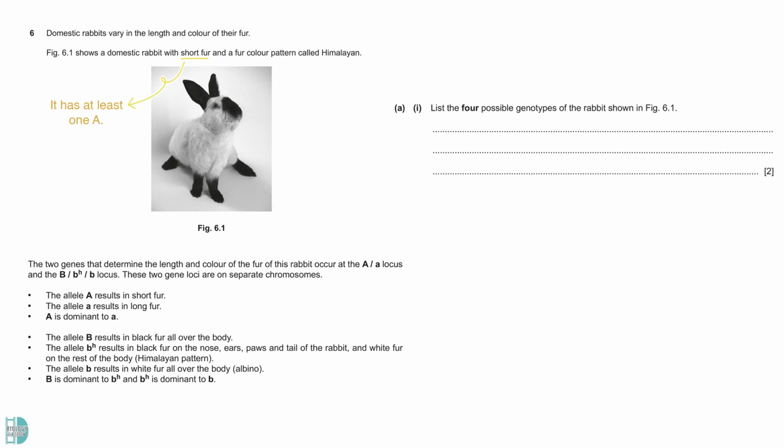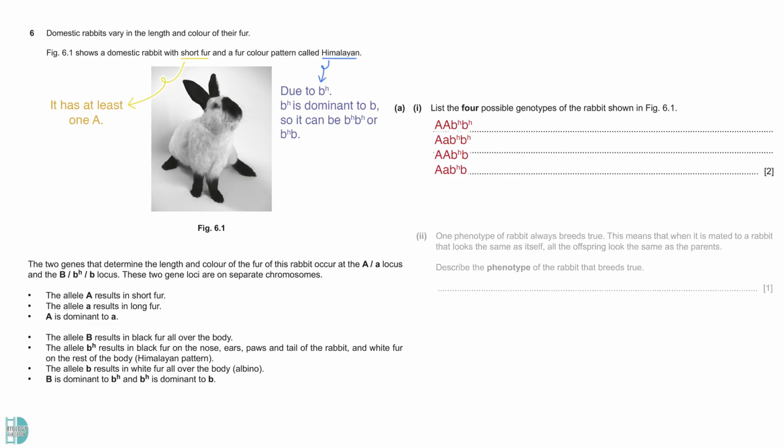Its fur has a Himalayan pattern. This is coded by the BH allele. Since it is dominant to the allele B, this rabbit can be homozygous BH or heterozygous with one BH allele. So, these are the possible genotypes.